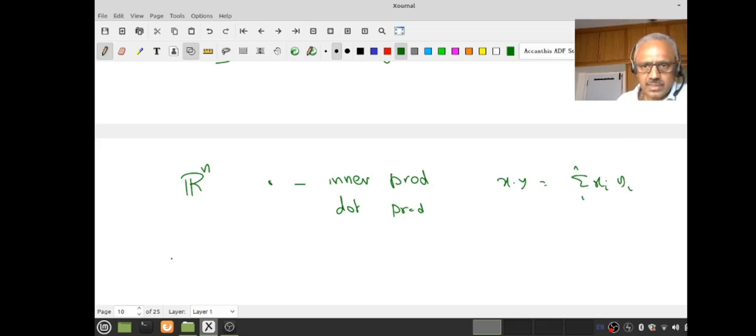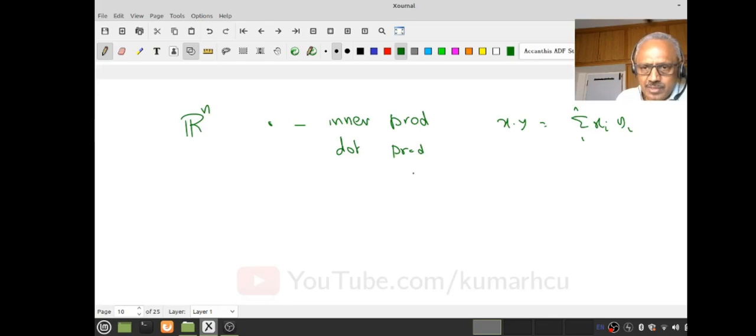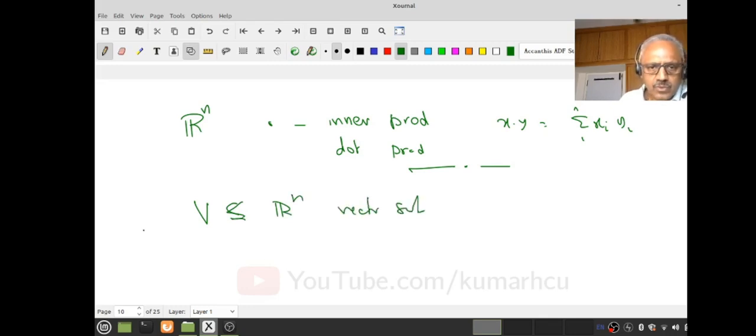Keep that in mind, I will come to that later. Suppose V is a vector subspace of Rn. So let x, y belong to it. Then what do I know? I will prove V is convex. In fact, it's much more. V is convex.